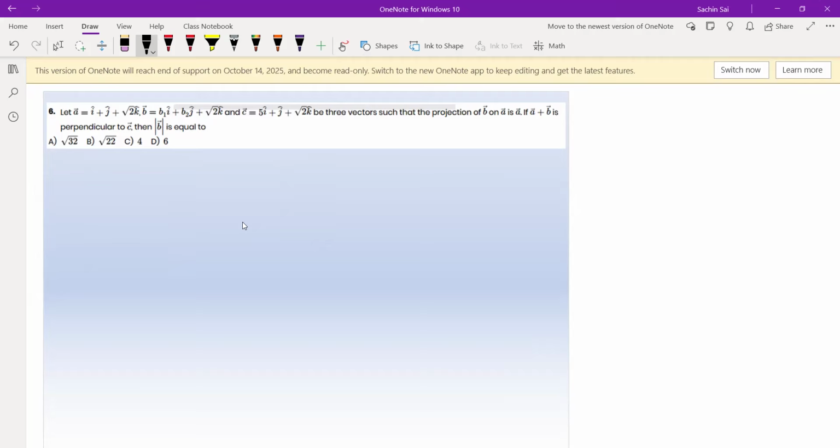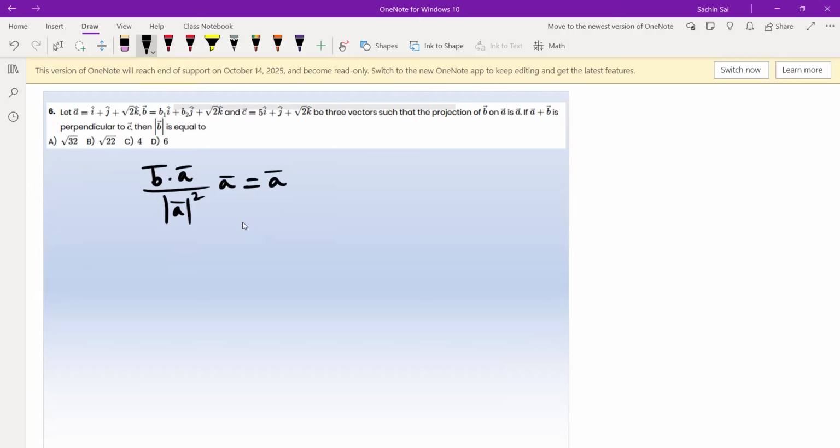Now, let's look at the other information given. Projection of b on a is a. So here, when they say projection of b on a, they mean the vector projection. That's why it is a bar. So what is the vector projection of b on a? It is (b dot a)/(mod a squared) times a bar. Right? This is the vector projection. Now this is given as a bar. This is equal to a.